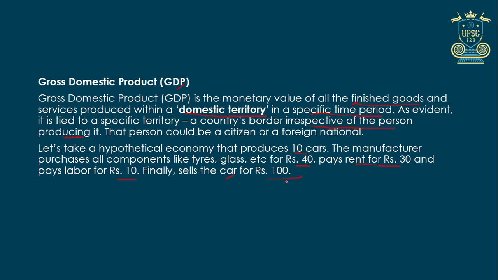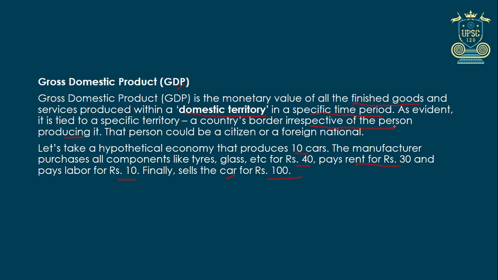And in fact within this value, the other things, that is the value of the tire and glass and rent, labor, all the things will be included in the final cost of the car. So that is another thing which we need to remember. Only the final goods value is taken, that is only the car's value is taken, and in that the other values would be included. It is not that separate values are taken for tire, glass and all.